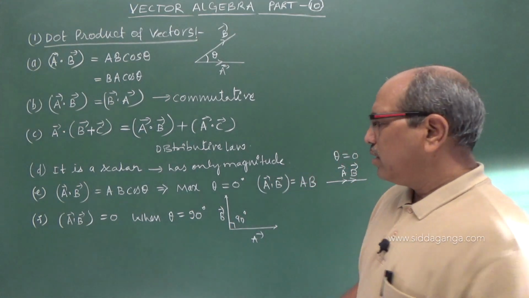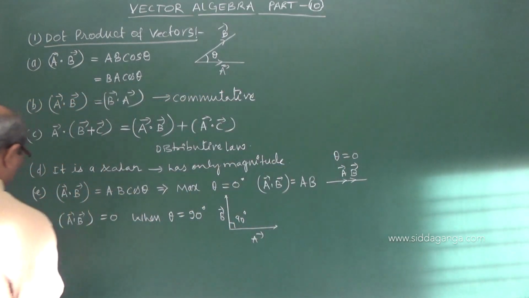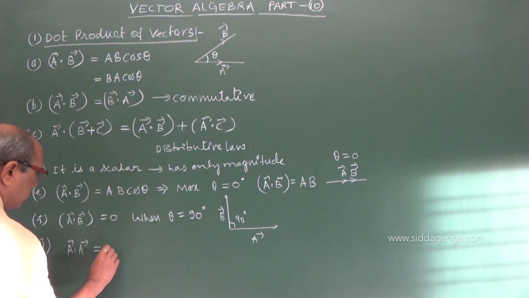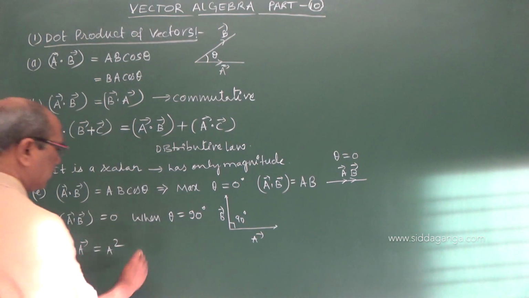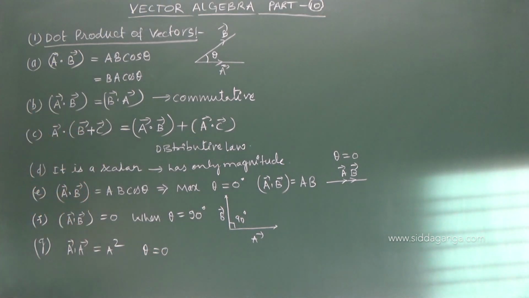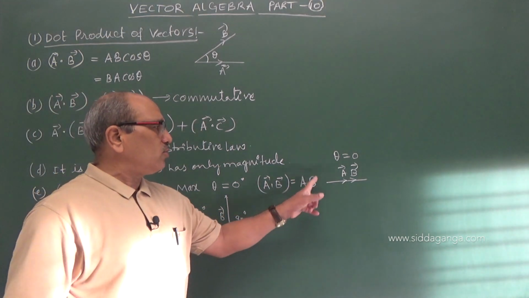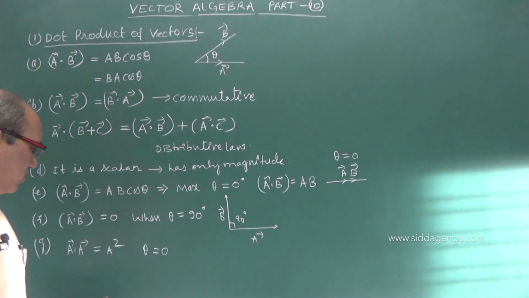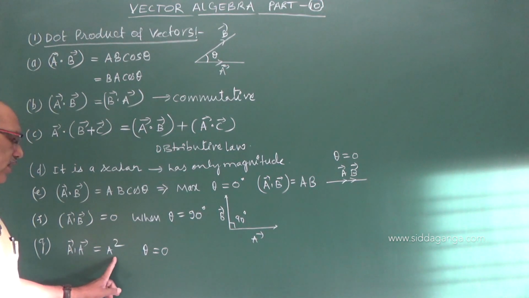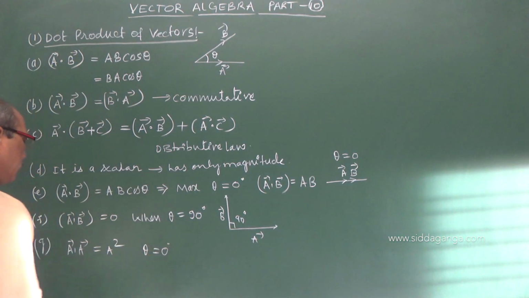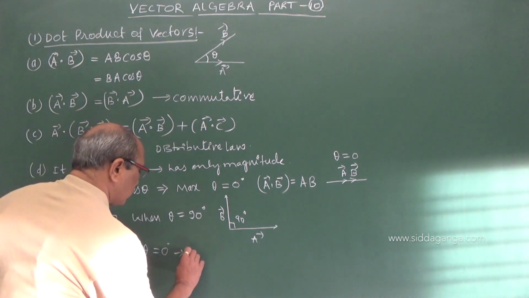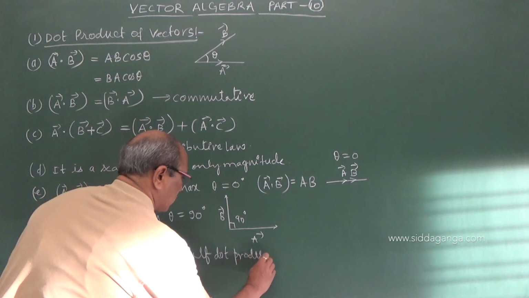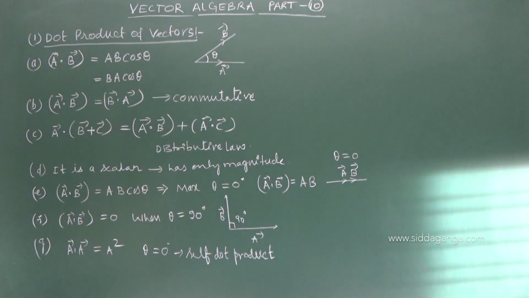And again, self dot product: if you see, A dot A becomes A square, because the angle between them is 0. A into cos 0, which is 1, A into A becomes A square. Hence, A dot A equals A square when theta is 0 degree. We call it self dot product.